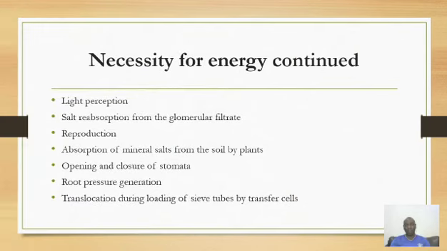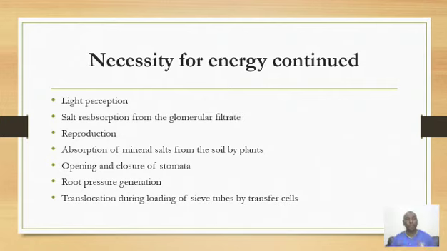We have light perception. In order for you to see, your eyes require energy to bring about that perception. Salt reabsorption from the glomerular filtrate: I think we've heard of the kidney nephron. There is a part called the loop of Henle with two limbs, the descending limb and the ascending limb. Now in the ascending limb, there is reabsorption of salts by active transport, which requires the use of energy.